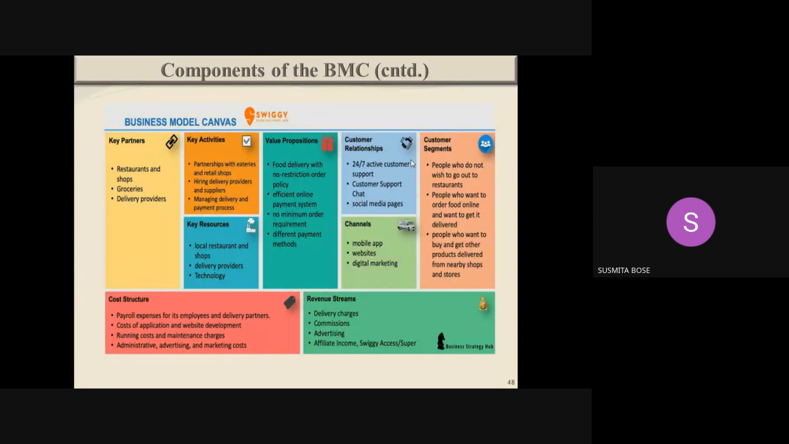Their revenue streams are delivery charges, commissions, advertising, affiliate income, Swiggy One access, and their cost structures are payroll expenses for its employees and delivery partners, costs of application and website development, running cost and maintenance charges, administrative, advertising, and marketing costs.